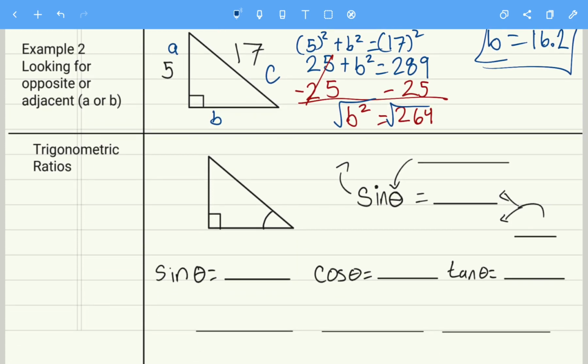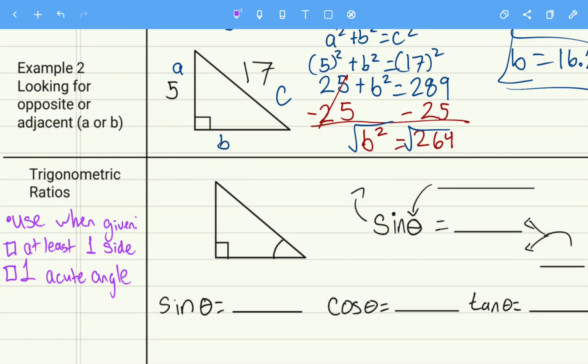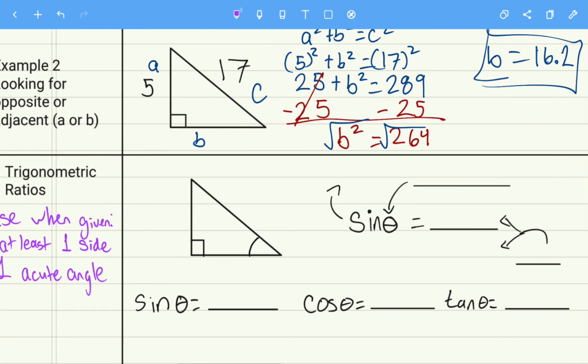Now we have to look at trigonometric ratios. So we are going to use these when we are given at least one side and one angle, one acute angle. The reason it has to be acute is because we've been dealing with right triangles, so they're always going to have a 90-degree angle. But you need to know what the value of the acute angle is and of at least one side before you can use your trigonometric ratios.